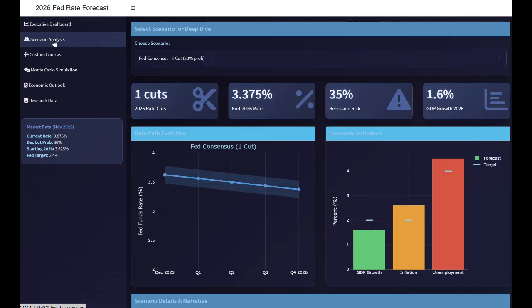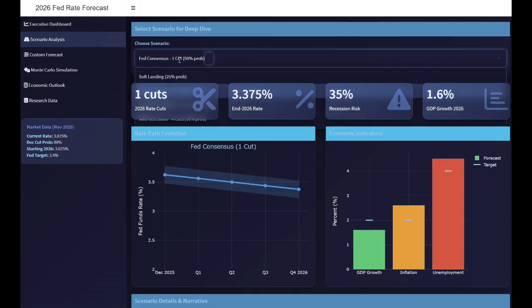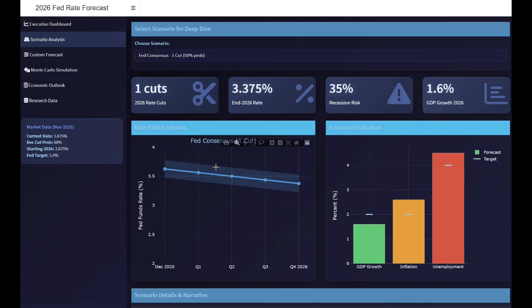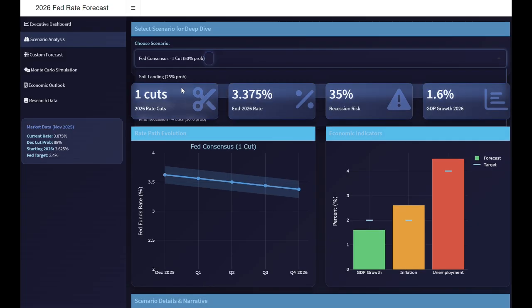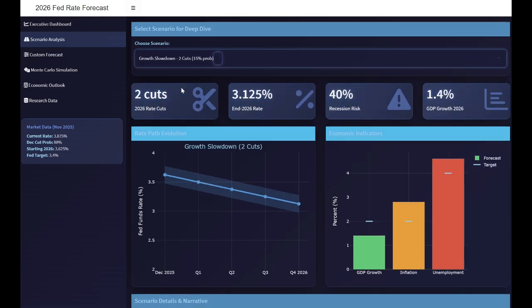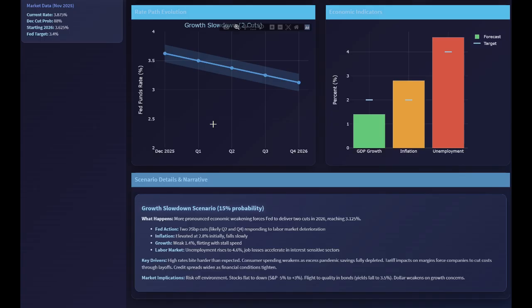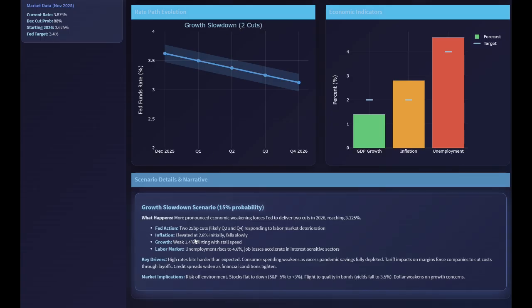We can also look at various scenario analyses. So for Fed consensus, this is what it would look like off of 1 cut. And then if we run it to a growth slowdown, you could have up to 2 cuts. So if there's Fed action, a 25 basis point cut is likely in Q2 and Q4, responding to labor market deterioration. There's also a growth slowdown scenario with inflation elevated at 2.8% and weak growth.